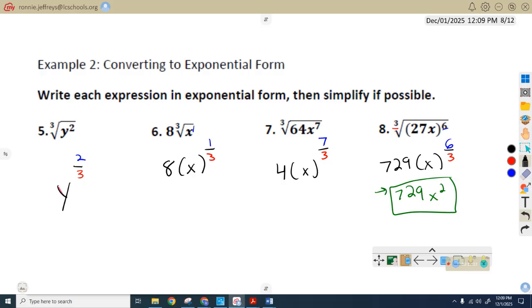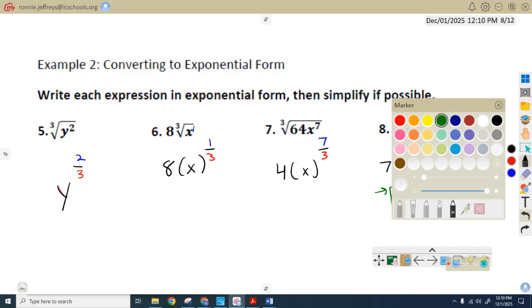Okay, Herbert. I have a question. Yes. On number 7, why didn't you do 64 to the 7th power? Okay, the question was on number 7, why didn't I do 64 to the 7th power?